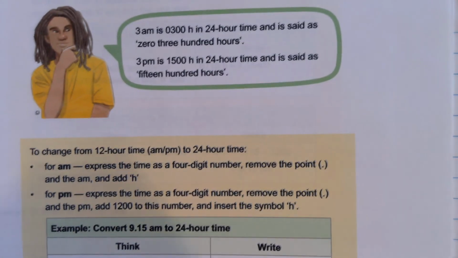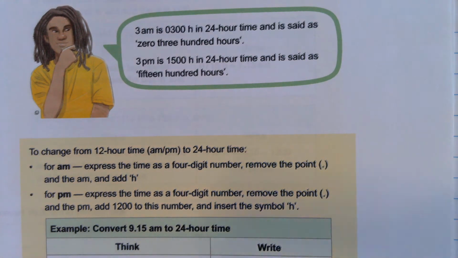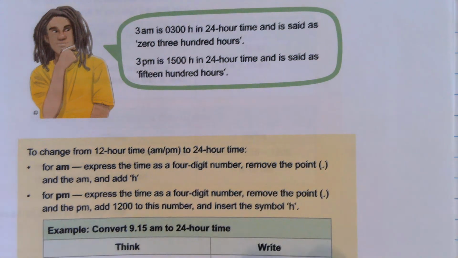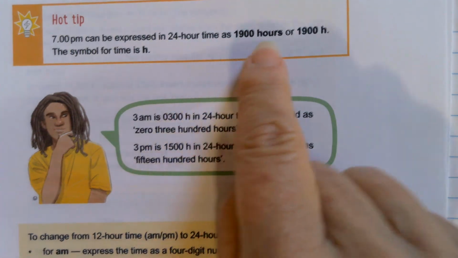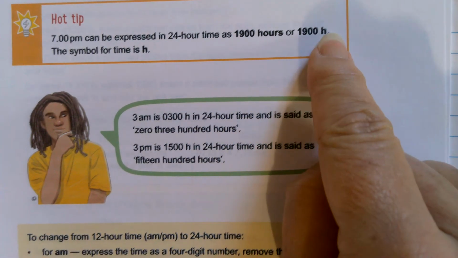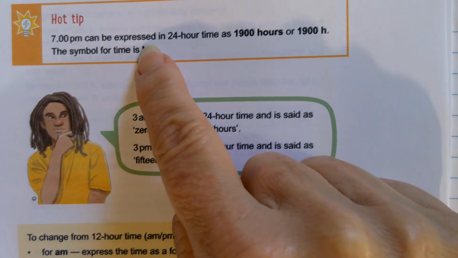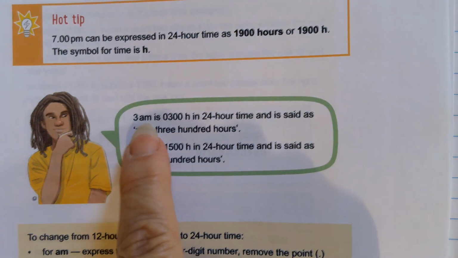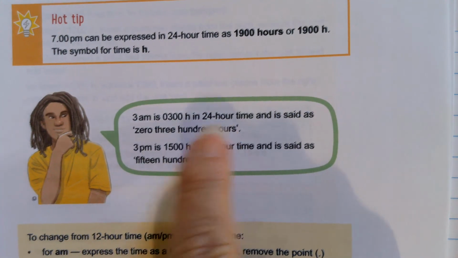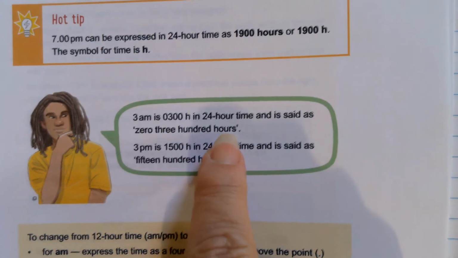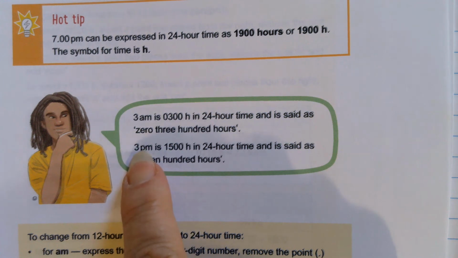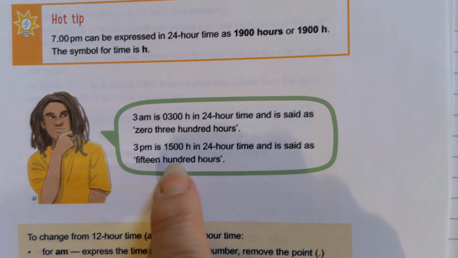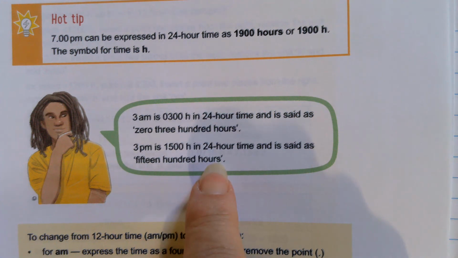So this is how it's spoken. So 7 p.m. is 1900 hours, or an H. Hours is an H. 3 a.m. is in 24 hour, they say 0300 hours. And p.m. would be 15 because it's in the afternoon. You've added 12 to the 3. In 24 hour time, it's 1500 hours.